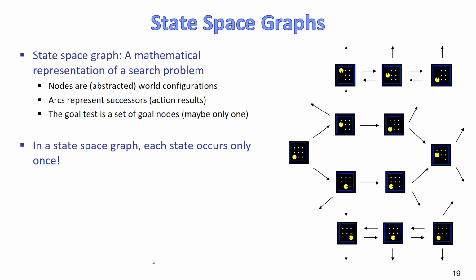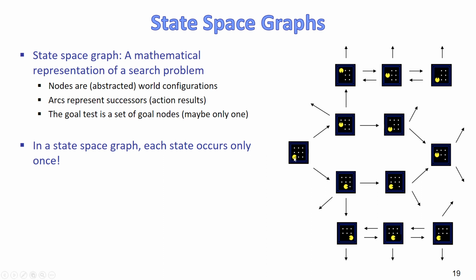So graphs are nodes that are connected through edges. The nodes in the state space graph will represent states. So for example, here, this is one state from the world of Pac-Man. And this is another state, and that's a third state, and so on. And the links, or the edges, or the arcs between the nodes represent the transition from one state to another.